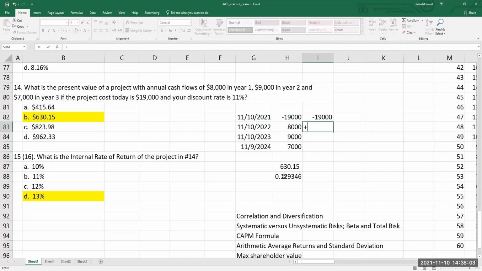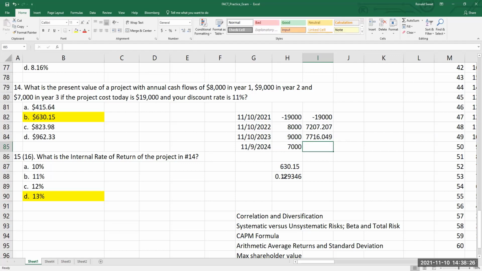You just got to do 8,000 divided by parentheses 1 plus 11%, raised to the first. Then you do the 9,000 divided by parentheses 1 plus 0.08, raised to the second. You'd have to do it manually. There's no other way. Your calculator can't do it.